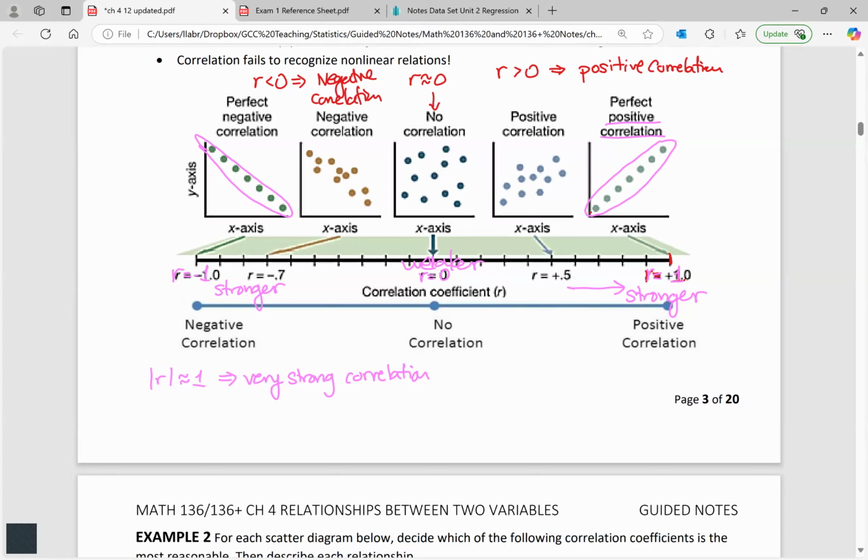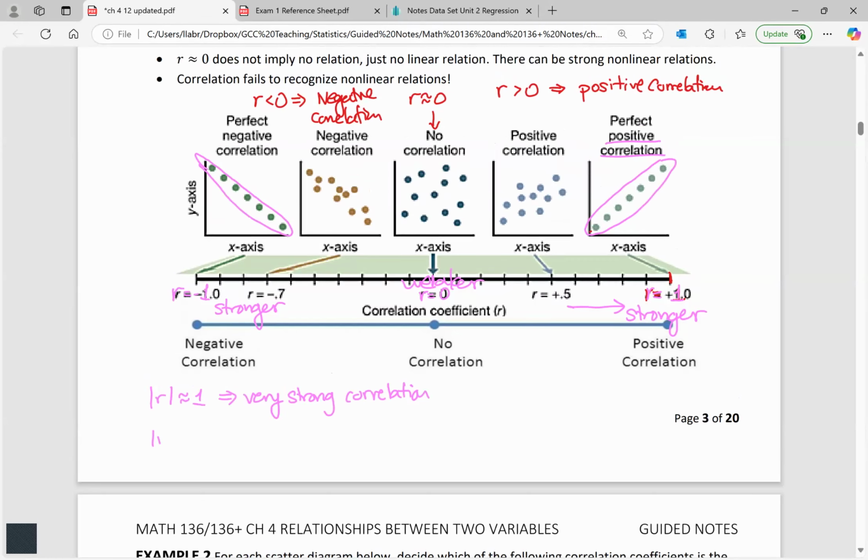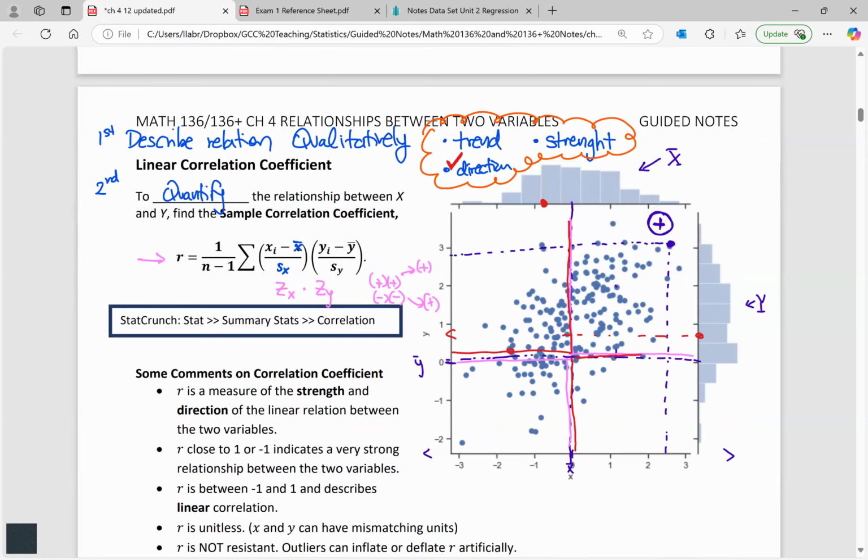But as the data points drift away from one another, the correlation coefficient will drop. And again, the closer that the correlation coefficient R is to 0, the weaker the correlation. So we can go ahead and check off the strength as well.